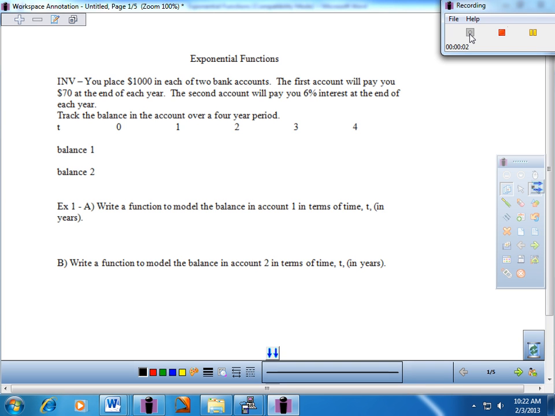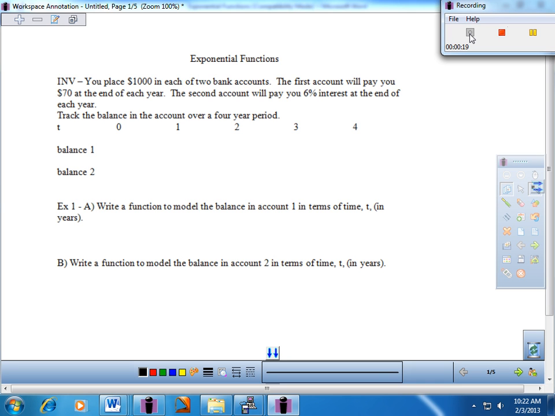Welcome. Today we begin our new unit with the notes worksheet entitled Exponential Functions. This is just a nice introduction to exponential functions. We'll be dealing with a lot of great applications over the course of this unit, but we definitely want to lay that foundation properly here today.